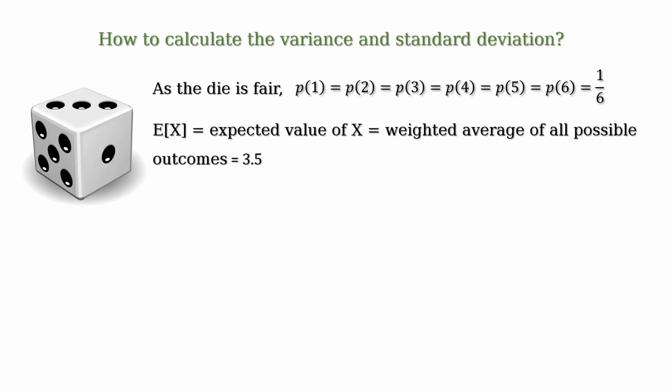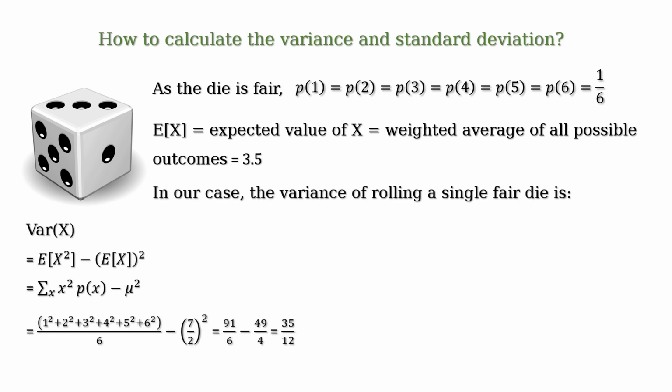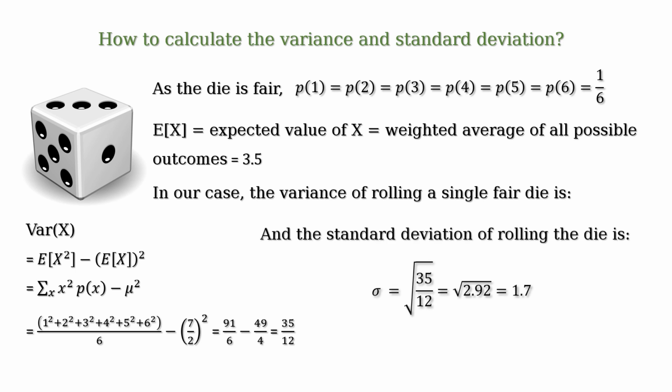So, in our case, the variance of rolling a single fair die is: variance of X is equal to the expectation of X squared minus (expectation of X) whole squared, and after calculation this is 35/12. And the standard deviation of rolling the die is sigma equal to the square root of 35/12, and after calculation it is 1.7.